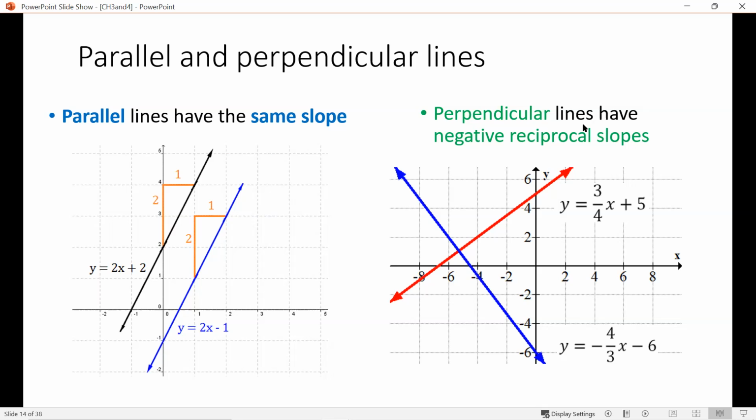Perpendicular lines, now perpendicular means that they cross at a 90-degree angle, okay? Perpendicular lines are going to have slopes that are negative reciprocals of each other. So not only do we have to flip the fraction or make a fraction out of whatever whole number is our slope, but we also have to make it a negative number.